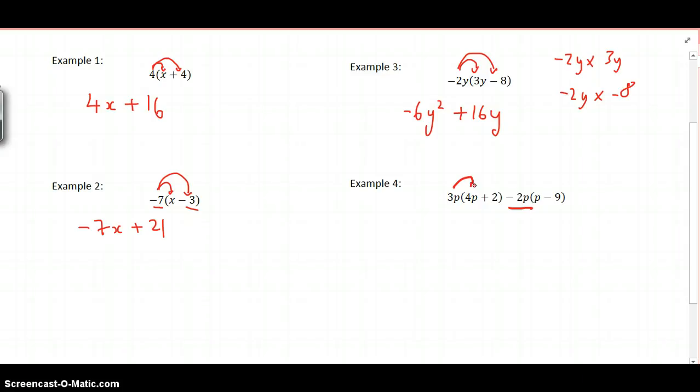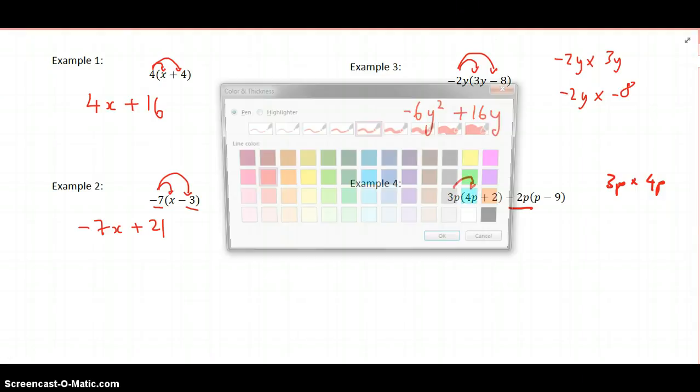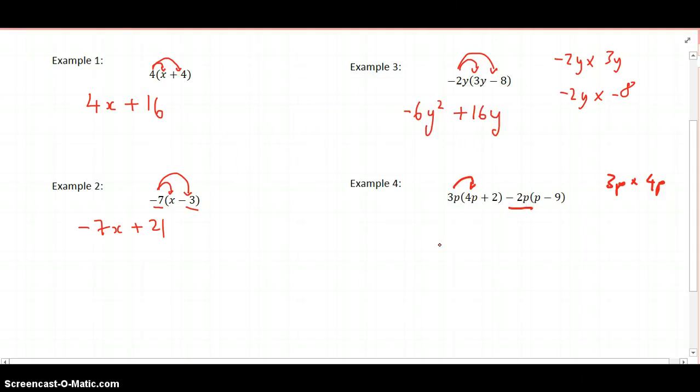So 3p times 4p. What is 3p times 4p? Well, what is 3 times 4? 3 times 4 is 12, and p times p is p squared. The next thing is 3p times 2, which is 6p.